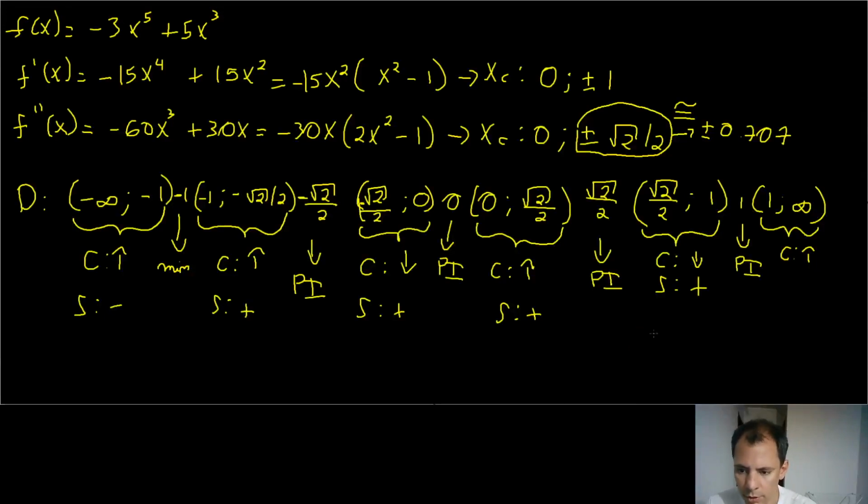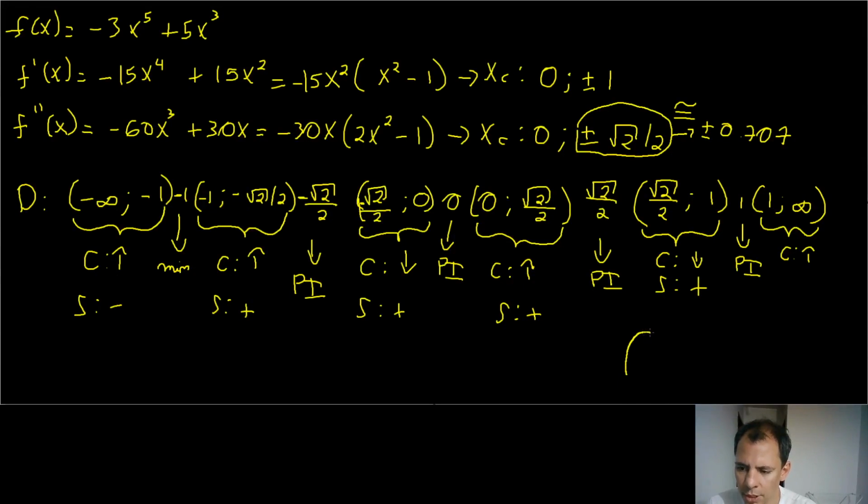Because you see, guys, if you do this and you do that, then this is not a point of inflection. This is a minimum, it's a maximum, okay? And this concavity right here is down. So you can't have that. You have to come with a down concavity and a positive slope.